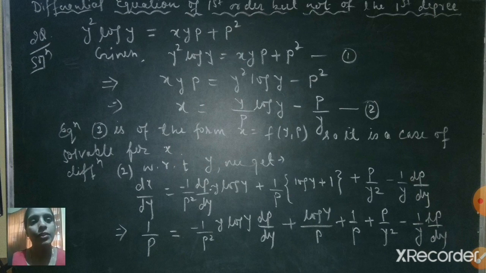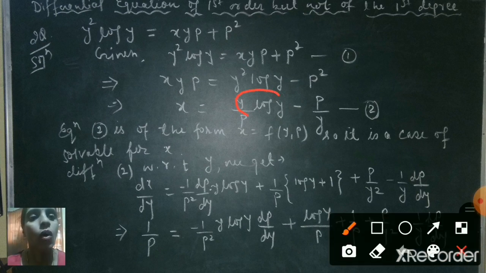Now differentiating 2 with respect to y, we get dx divided by dy equals 1 minus 1 by p square dp by dy, while differentiating 1 by p, we have minus 1 by p square dp by dy, and then into y log y, and then plus. Now 1 by p is taken outside the bracket. Now we are going to differentiate y log y.